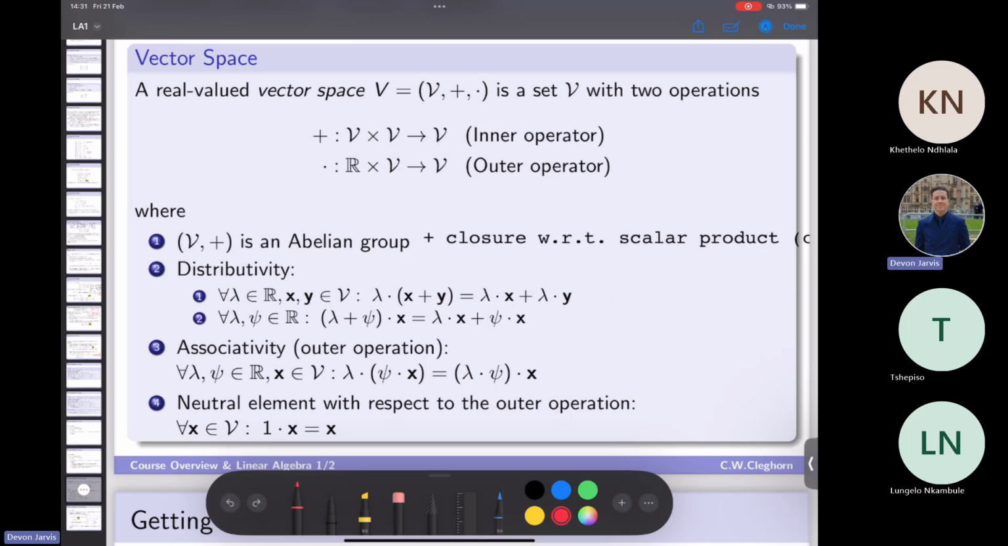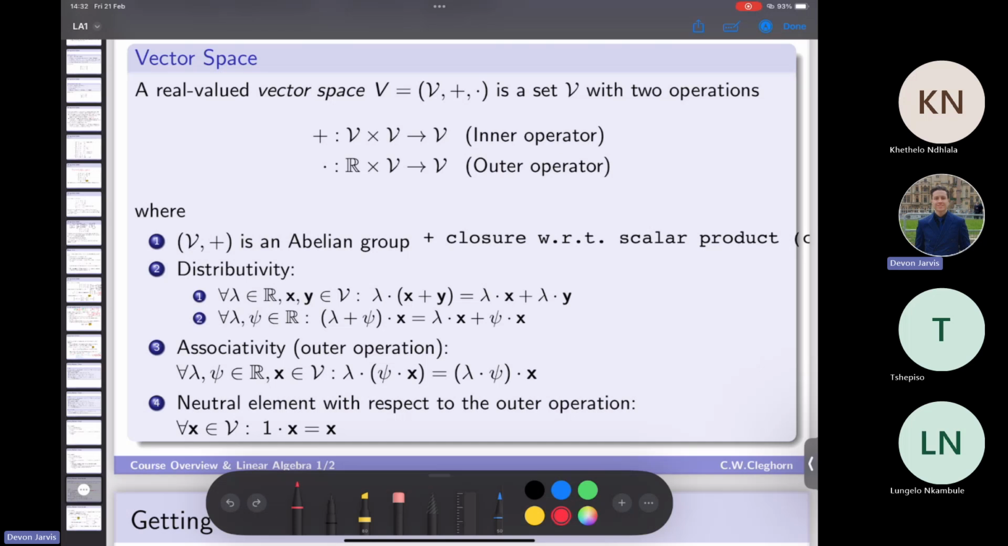Okay. There's also the other way around, which is if I have 2 real numbers that I'm multiplying with, I can either do the sum of the multipliers, then actually multiply by the vector, or I can do the multiplication of the vector individually and then add at the end. Okay. Lastly, it now needs associativity with respect to the outer operator as well.